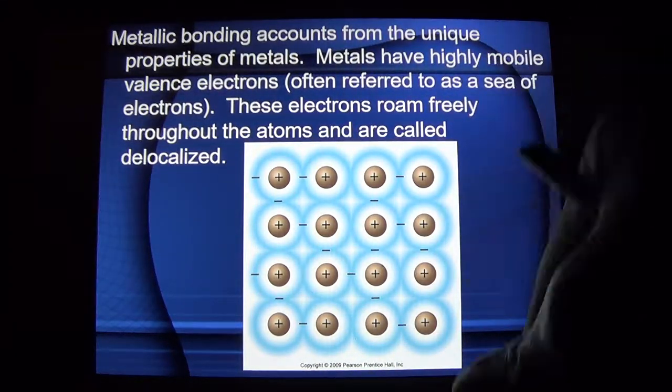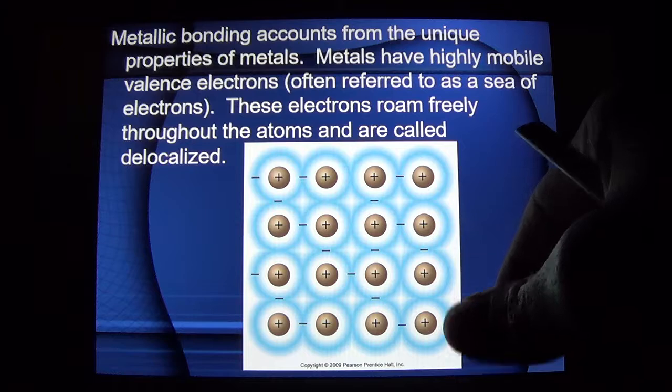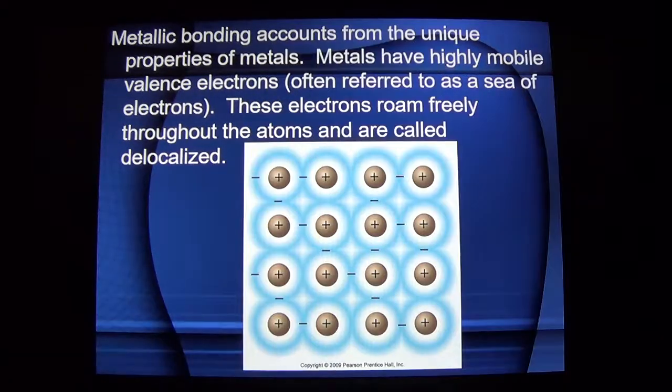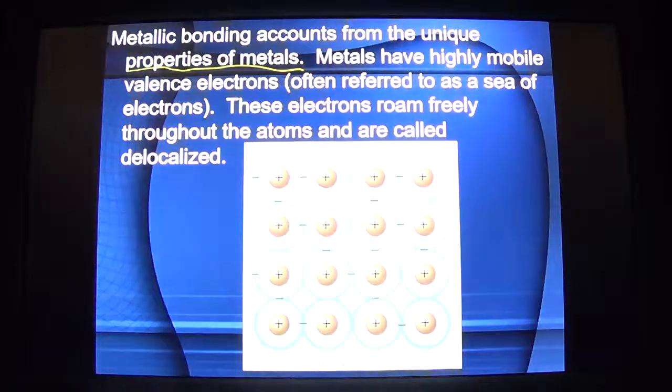Now we should be on the far right, the metallic column. Under the metallic column, what you want to write down is this stuff. Okay, metallic bonding accounts for the properties of metals. I mean, very much everything.